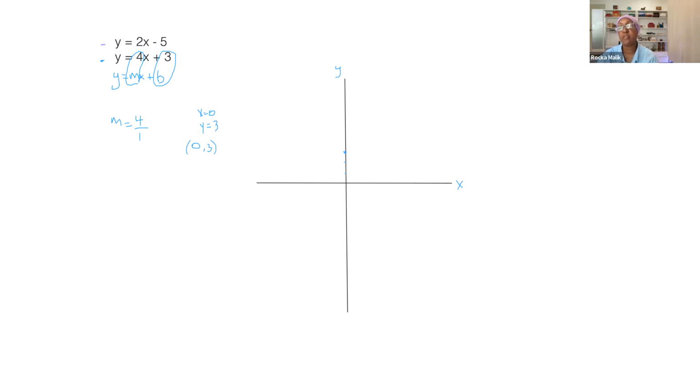And then I'm going to go the way the slope tells me to go. I can go 4 up, and 1 over, 1 to the right. Or I could do the opposite of both of those. I could go 4 down, and to the left 1. And I should still be on the same line.